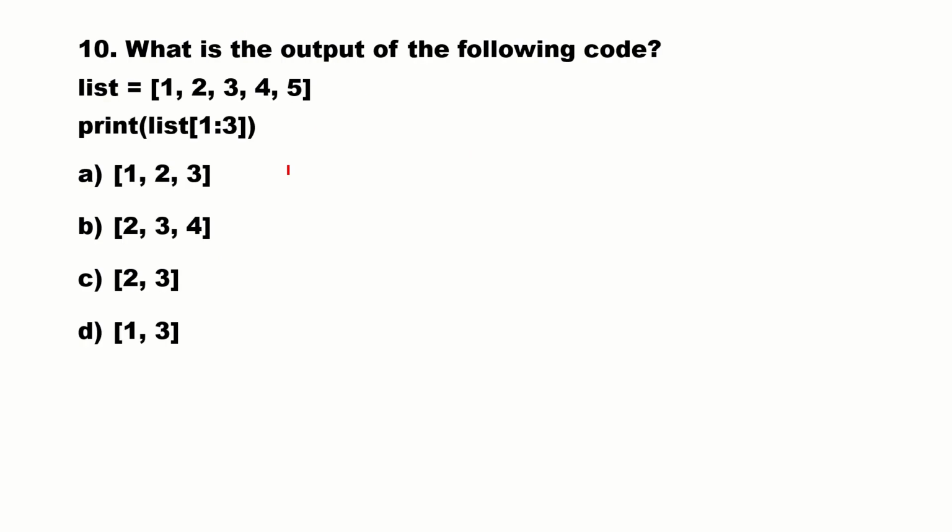Okay, what is the output of the following code? Here also the range is given, 1 to 3. Okay, and they are asking you to print that one. Print list[1:3]. So here index 0, no, we don't want to print that index because that's not asked. Yes, we have to print index 1. So 2 will be printed.